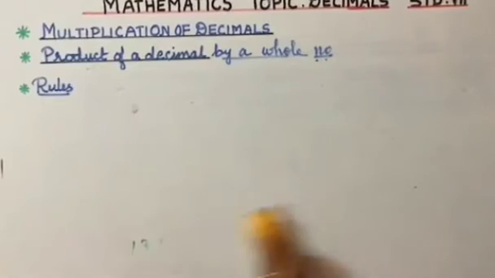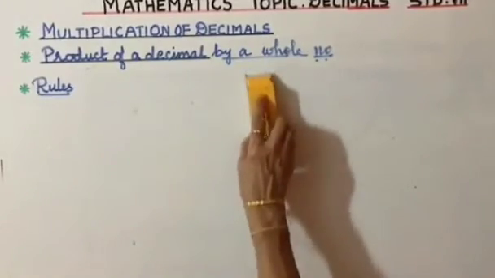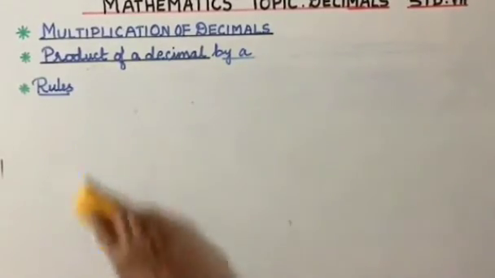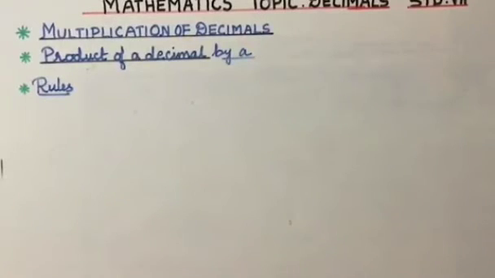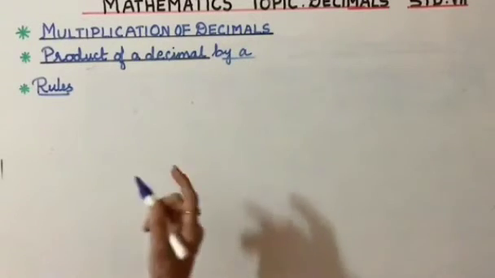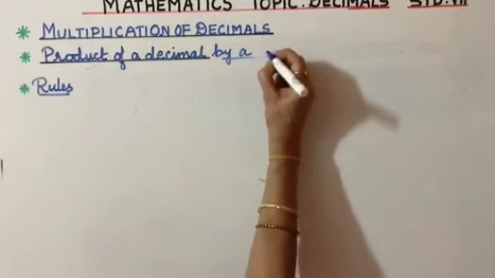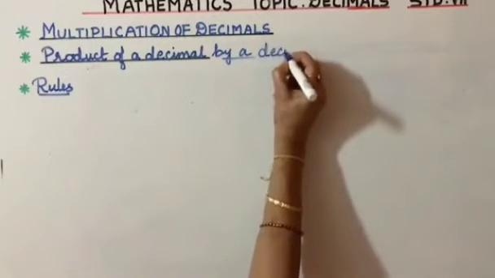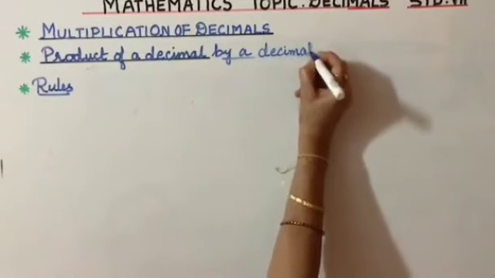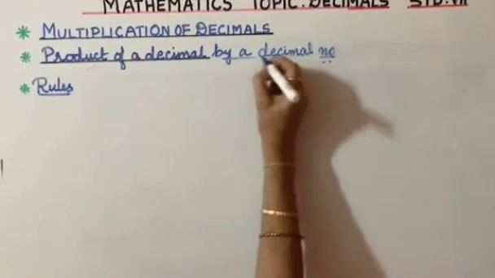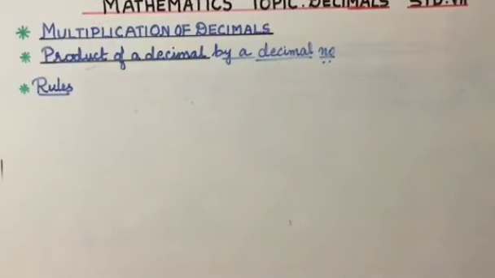The rule says it's almost the same. Only thing is, we have to count the decimal numbers both in the multiplicand and the multiplier, is it not? So write down product of a decimal by a decimal number. So 2 decimal numbers we have. Meaning multiplicand is a decimal number, multiplier is also a decimal number. Let's see.